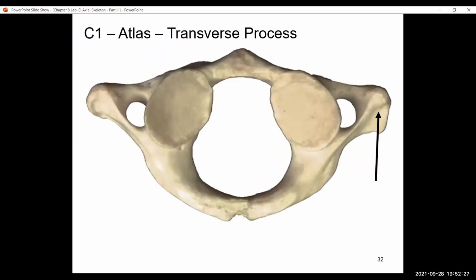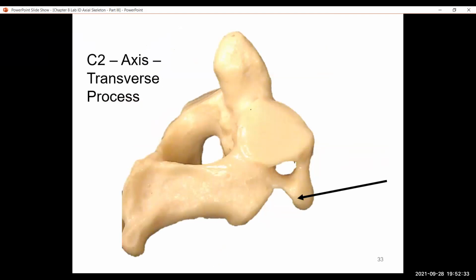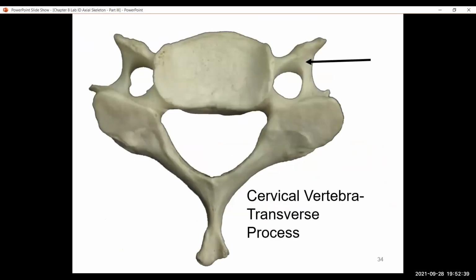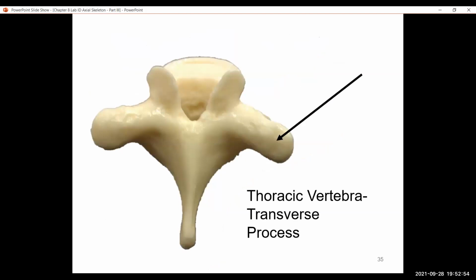All right, back up to the C1, the atlas there. There's the transverse process on C1. Here's the transverse process on C2. And then here's the transverse process on one of our typical cervical vertebrae. So you'll notice that those transverse processes are more anterior. They're off to the side of the vertebral bodies.